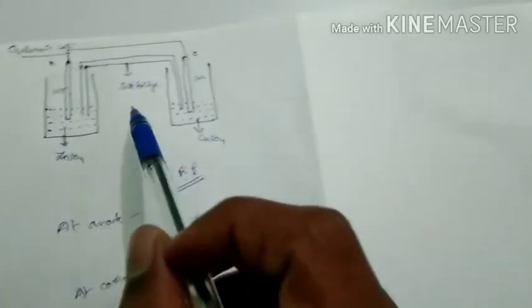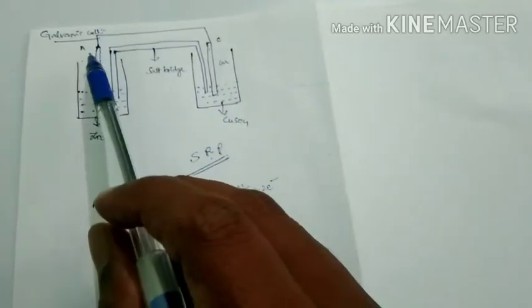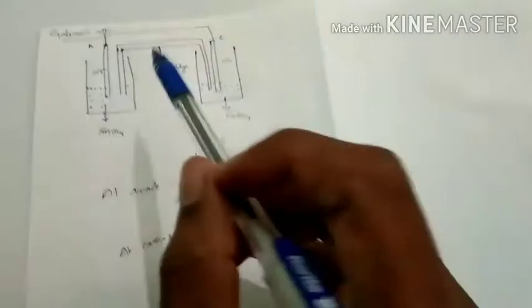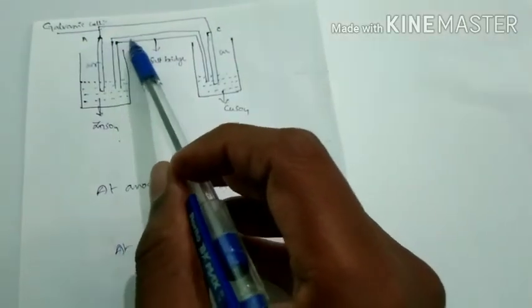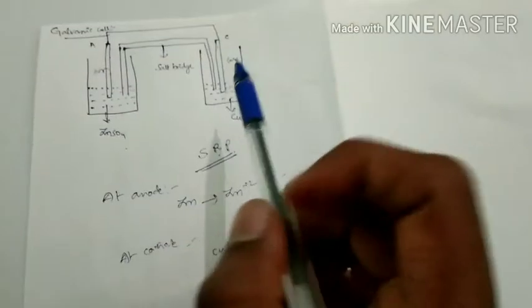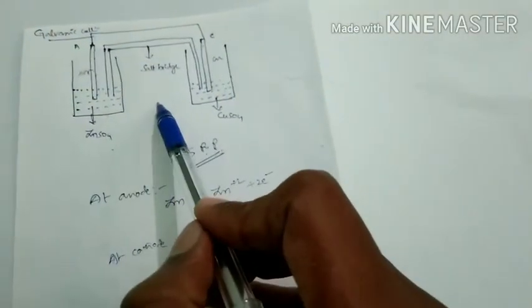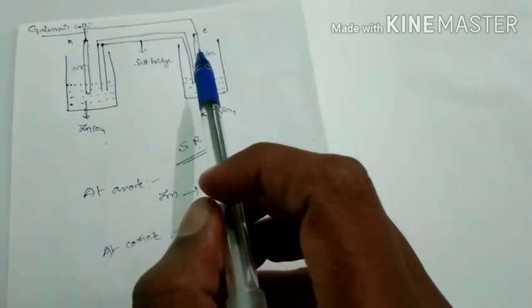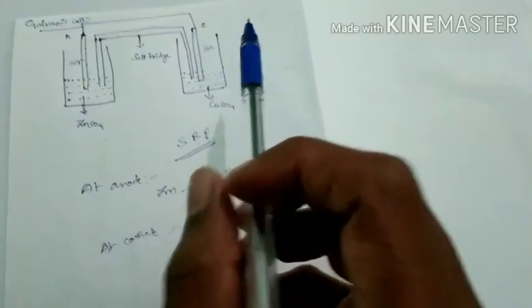Good morning, students. This is Galvanic Cell, a very important topic in the electrochemistry chapter. This is also called electrochemical cell. This is also called voltaic cell. Here the definition is: the cell in which chemical energy is converted into electrical energy is called galvanic cell.